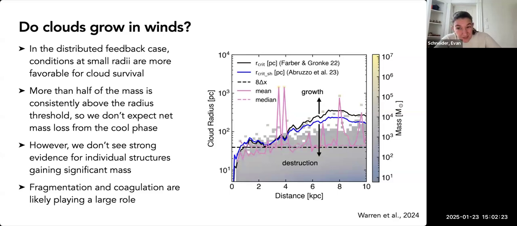The situation looks a little bit different in the distributed feedback case, which I think is one of the reasons that at late times in those simulations, you saw a lot more cool gas. At small radii, the outflow is more favorable to cool gas being able to grow. The critical radius is significantly smaller, and so a lot more of the mass winds up being above that threshold. As a result, I think this is part of the reason we get some of these really big clouds in this simulation at larger distances.